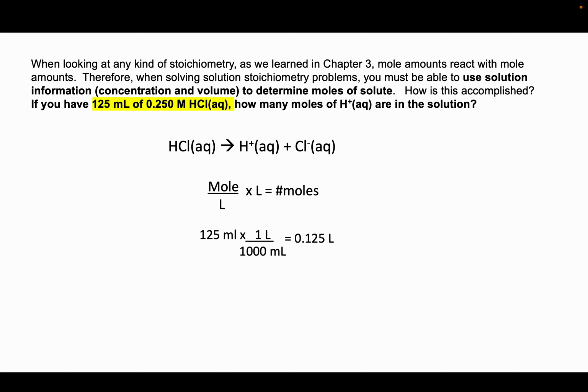So in this case, we have 125 mL of the solution. We need to convert those milliliters into liters, so we divide by 1,000. Now we have information in terms of the molarity. It's 0.250 moles per liter of HCl. We know how many liters we have, so we combine those two in order to get to the number of moles of HCl. This skill of using concentration and volume to determine number of moles is really important at the end of chapter 4.